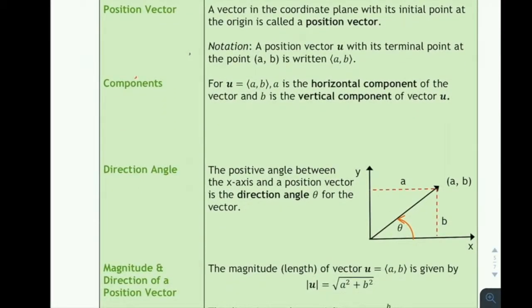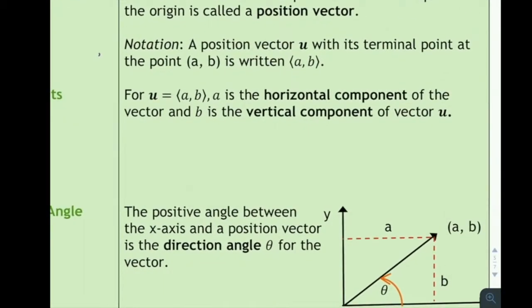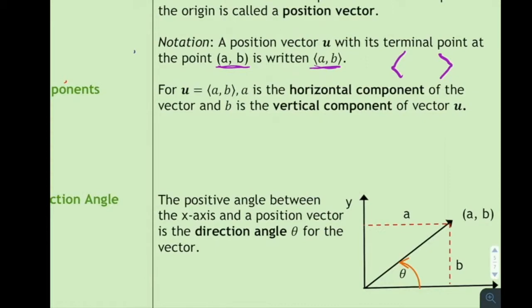You can put these vectors in the coordinate plane, and they're called position vectors if they have their initial point at the origin. So notation-wise, if the terminal point of a vector goes through the point (a, b) in the coordinate plane, you write its vector with these angle brackets. The first number is your horizontal component, kind of like your x coordinate would be in the coordinate plane, and your second one is the vertical component, kind of like your y coordinate.